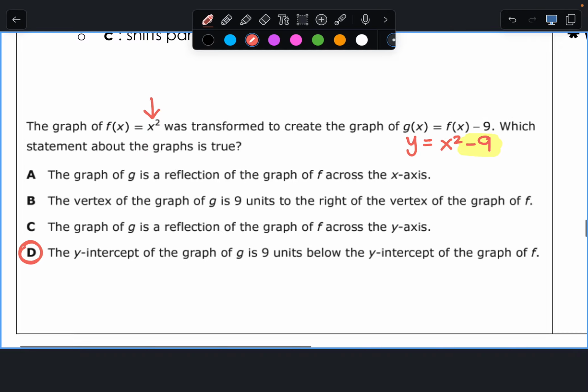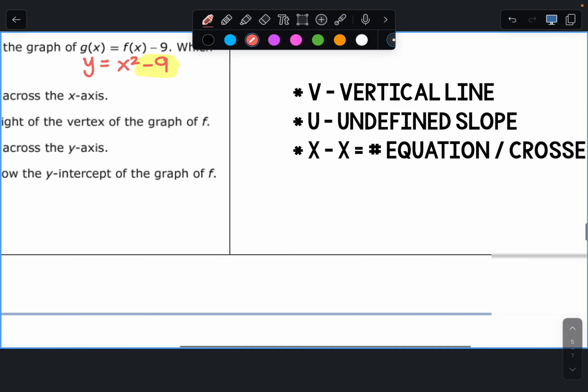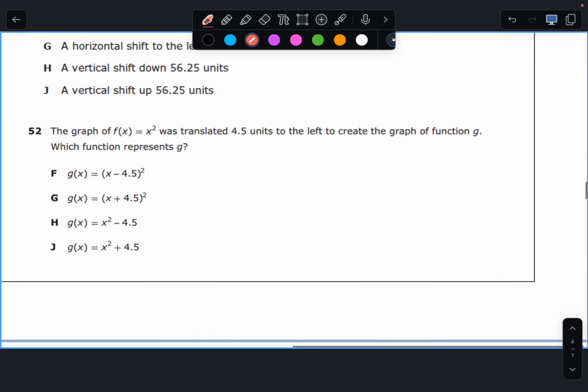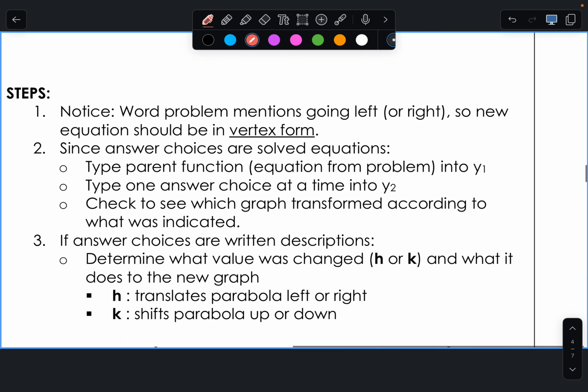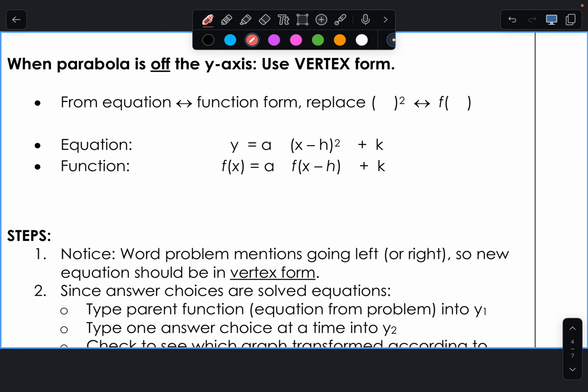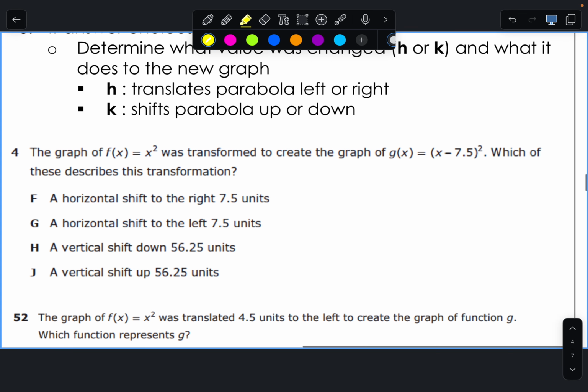Look at the ones next to it, numbers 4 and 52. You also have transformations from vertex form. Same thing though. They take the squared away and they put an f in the front. So you can always go backwards. Looking at number 4, they've already left the square there, so you can even type this one into y equals.